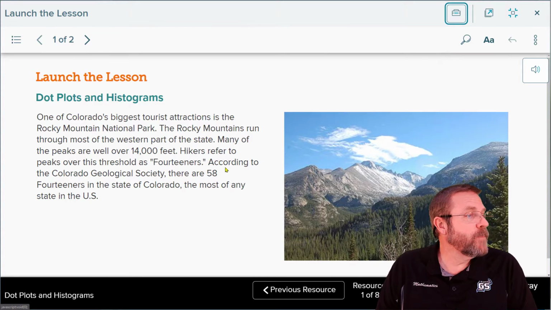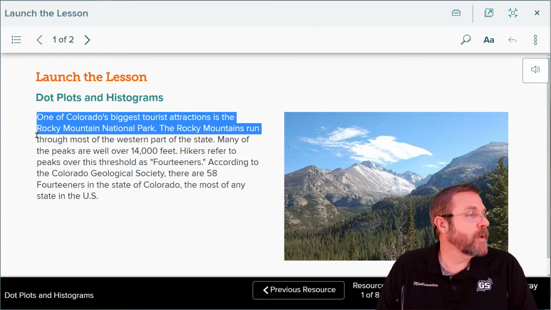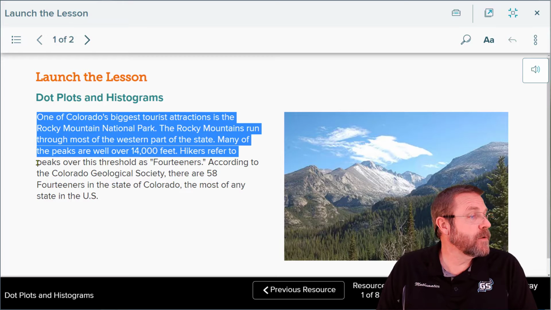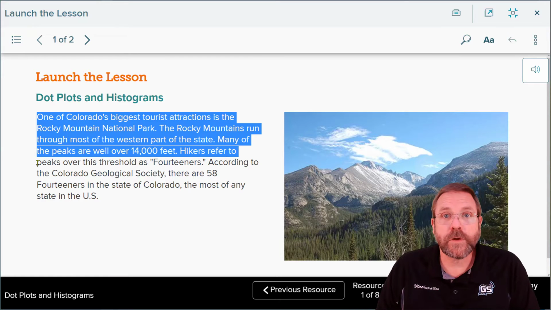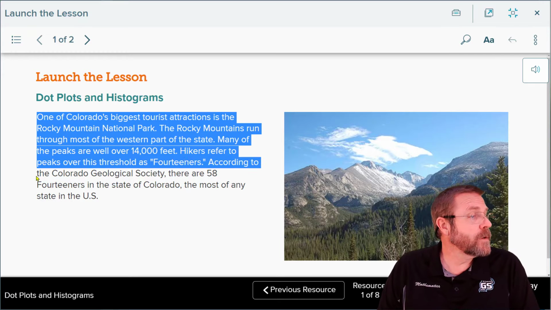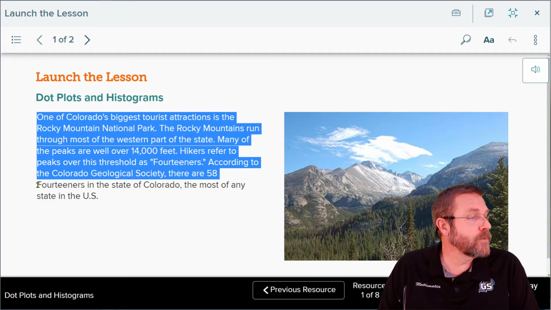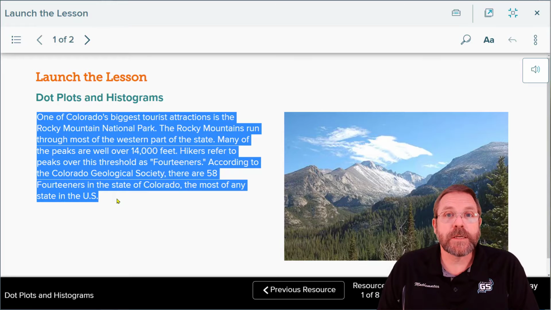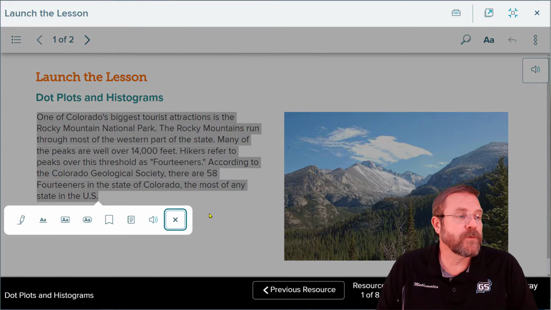One of Colorado's biggest tourist attractions is the Rocky Mountains National Park. The Rocky Mountains run through most of the western part of the state. Many peak well over 14,000 feet. Hikers refer to the peaks over this threshold as 14ers, and my oldest son has climbed 2 or 3 of those by now. According to the Colorado Geological Society, there are 58 14ers in the state of Colorado, the most in any state in the U.S., so he has a lot left to go if he plans on summiting all of them.